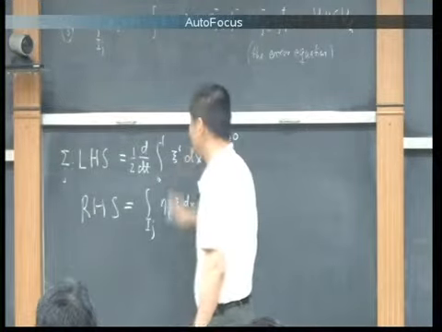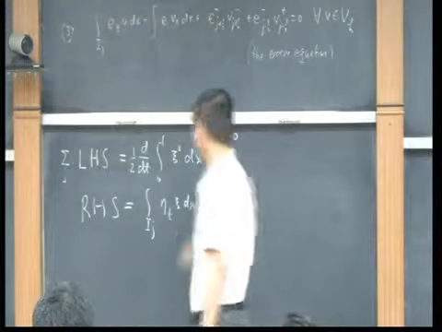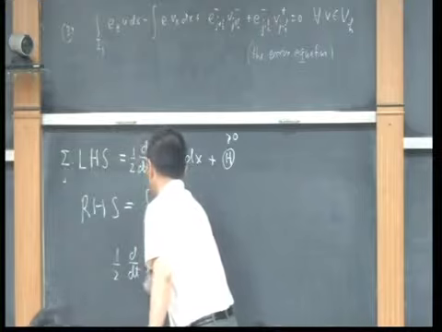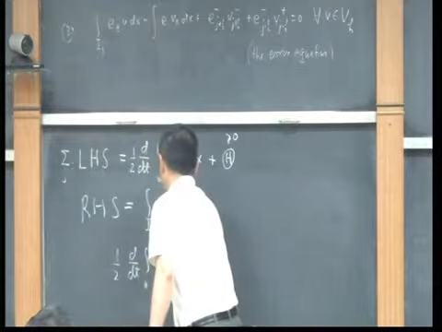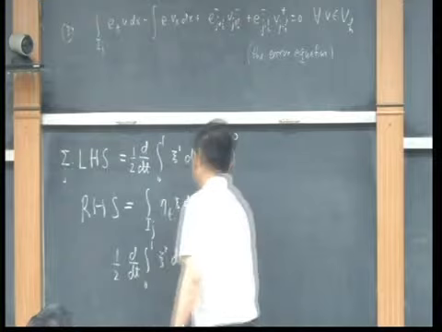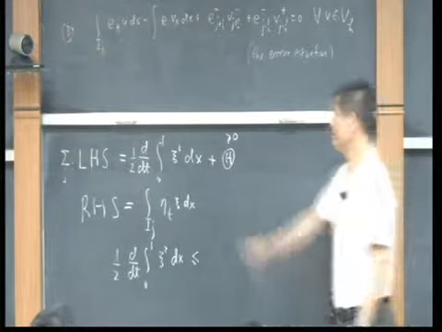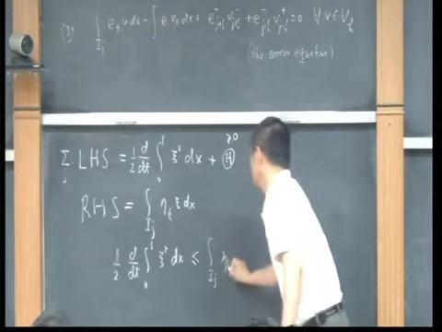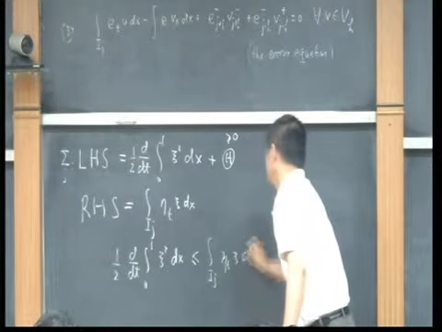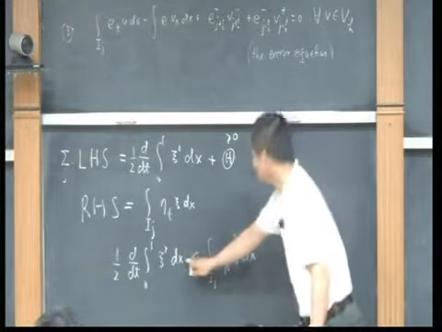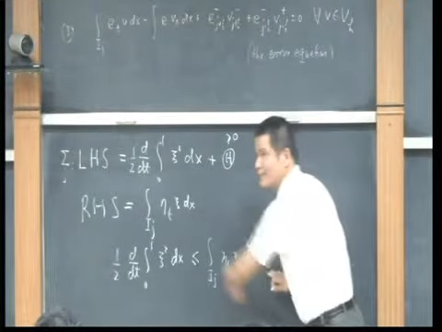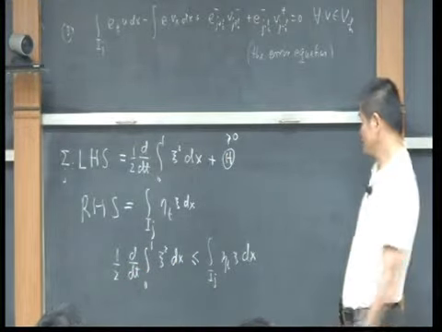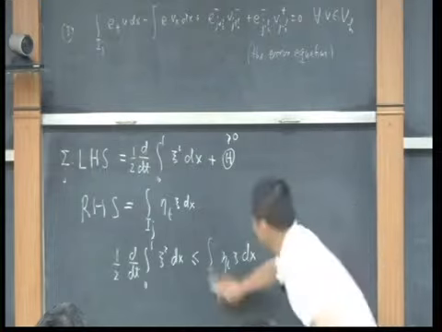So then what do I get? I have left equals to right. And this is positive, so I have the following. Half d dt of the integral from 0 to 1 of c squared dx is less than or equal to this. Why? Because this plus some positive guy is equal to this. So this itself is less than the integral from 0 to 1, we have taken summation over it.